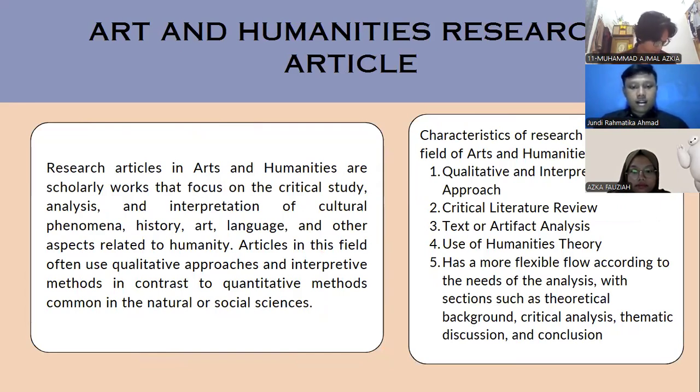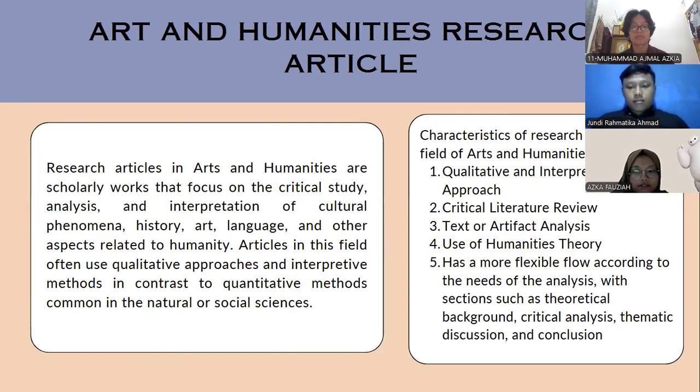Next is art and humanities research article. Research articles in art and humanities are scholarly works that focus on the critical study, analysis, and interpretation of cultural phenomena, history, art, language, and other aspects related to humanity. Articles in this field often use qualitative approach and interpretive methods in contrast to quantitative methods common in the natural or social science.